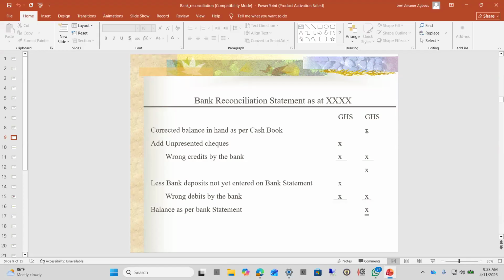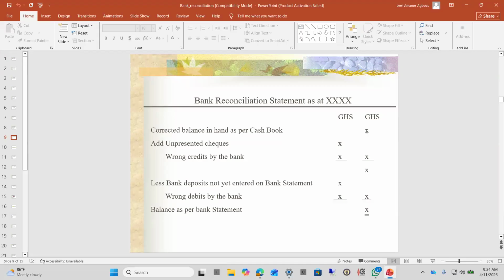For instance, you have 100 cedis in your bank account, and then within the month, the bank puts another 100 cedis into your account. You don't know. Now you receive the bank statement and see another 100 cedis added to the 100 cedis, and you want your two balances to balance. What do you do? You add the 100 cedis the bank has added to your cash balance, and then you also get 200. Then it balances. Is that okay?